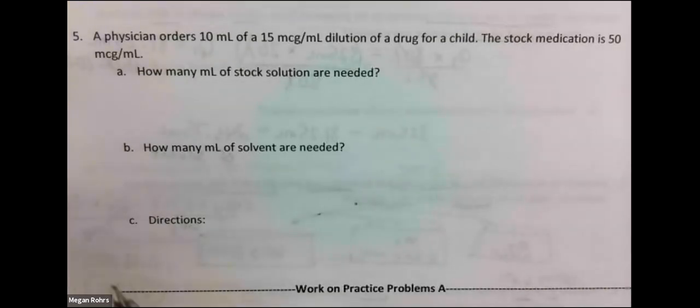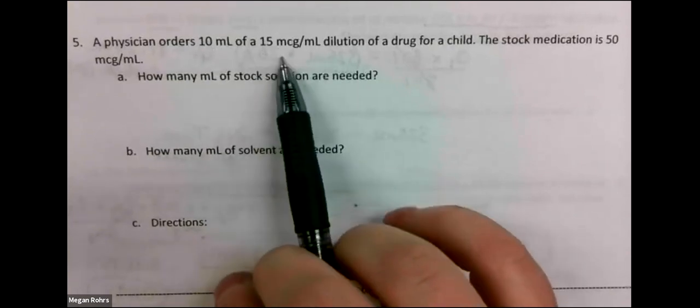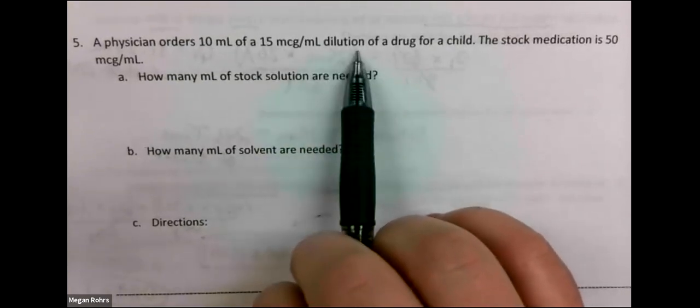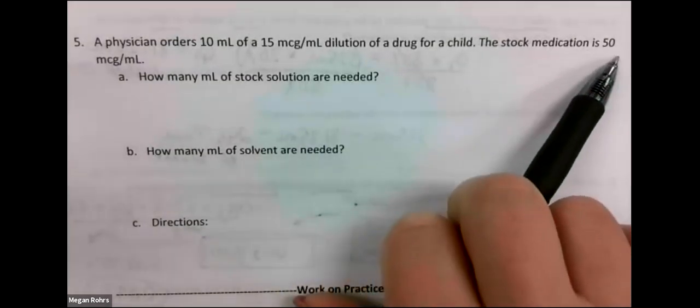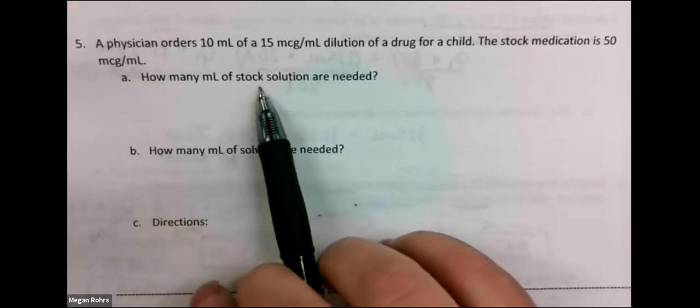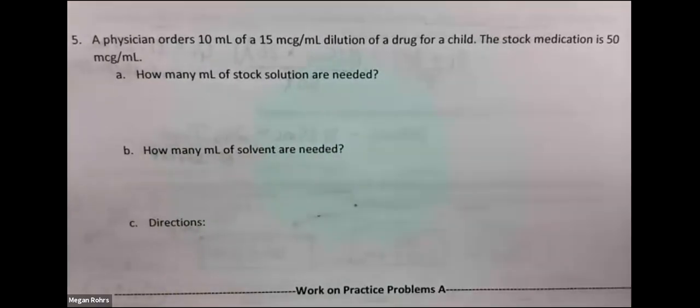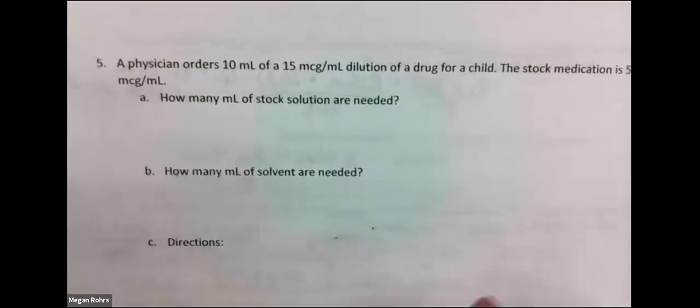All right, number 5. A physician orders 10 mils of a 15 microgram per mil dilution of a drug for a child. The stock medication is 50 micrograms per mil. How many mils of stock solution are needed? So this one looks a little bit different. We don't have percentage strengths here, okay? But let's look back at our rules.